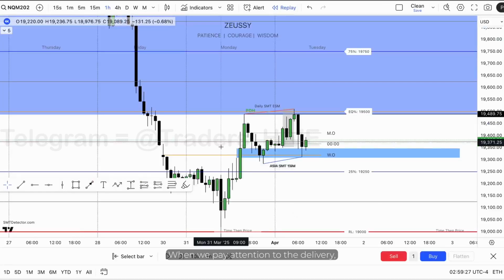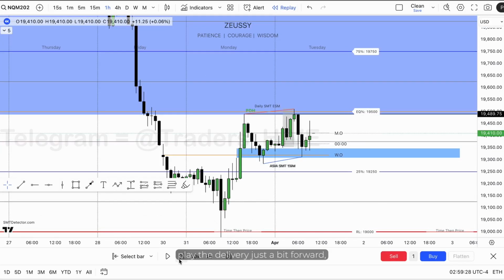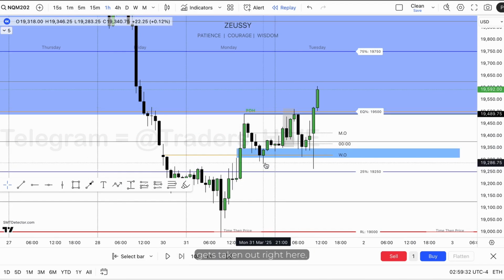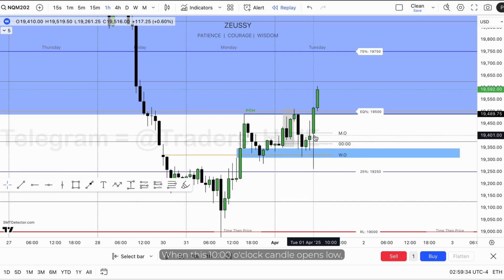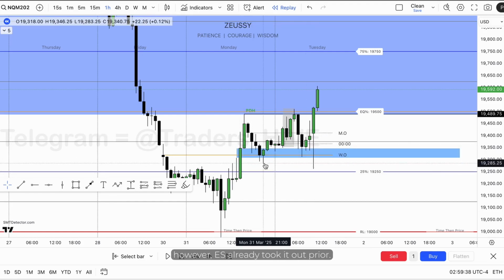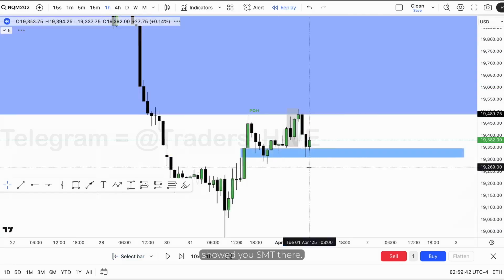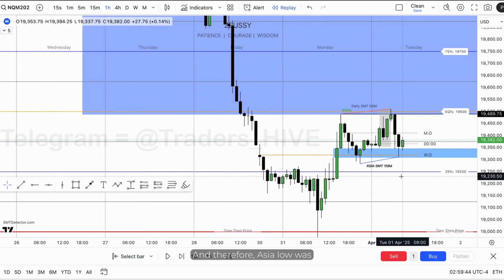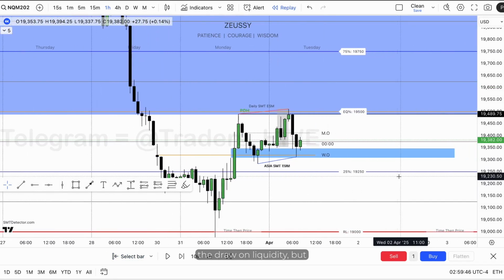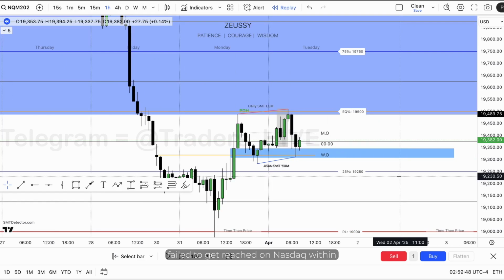When we pay attention to the delivery, what I would like to see is that when we play the delivery just a bit forward, eventually the Asia low also gets taken out right here when this 10 o'clock candle opens low. However, ES already took it out prior, and that is why the SMT detector also showed you SMT there. And therefore, Asia low was the draw on liquidity, but failed to get reached on Nasdaq within the same period of time as on ES.